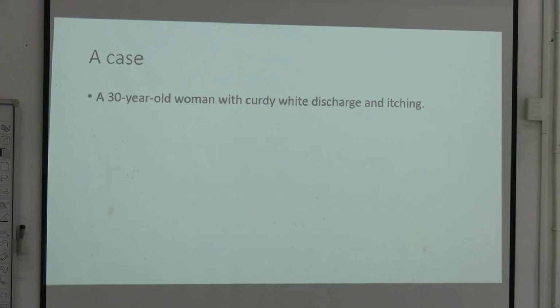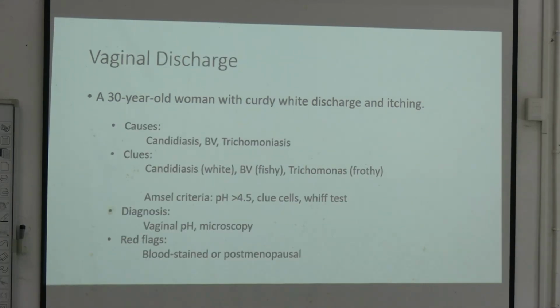A 30-year-old woman has come to the OPD with a history of curdy white discharge and itching. So, what will be the provisional diagnosis? Vaginal discharge. What would be the common causes? It will be either Candida or Trichomonas vaginalis, or it could be bacterial vaginosis. Keep in mind, bacterial vaginosis is not an inflammation. It is the alteration of the microflora of the vagina leading to discharge.